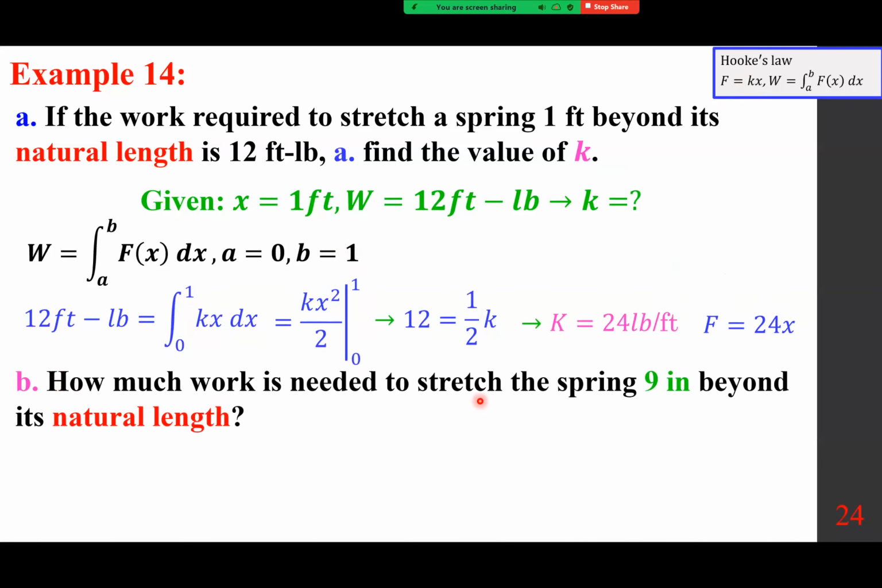How much work is needed to stretch the spring 9 inches beyond its natural length? In other words, in this formula, we have f of x, which is 24x, and a equals 0. But what is b? B is 9 inches. Well, 9 inches means 9 over 12, or 3 over 4 feet. So you have to write it in this format. Your b, in this case, 9 inches, corresponds to 3/4. So it's no longer 1. That's really the key.